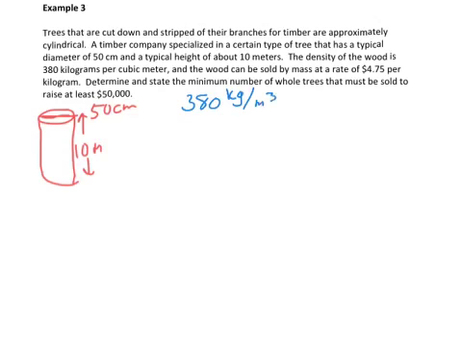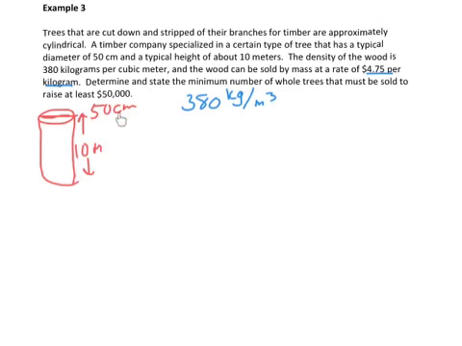And then the wood can be sold by mass at a rate of $4.75 per kilogram. And we want to know the minimum number of trees to raise at least $50,000. So we need the volume of one tree, and then we'll use that volume to calculate how much one tree weighs, and then we'll get the cost or how much money is generated per tree, and then figure out how many trees we need to make $50,000.